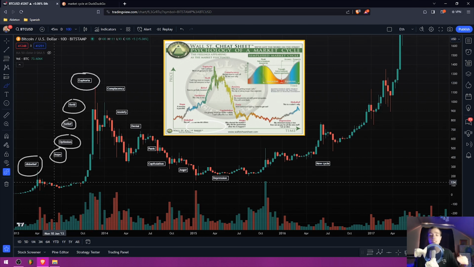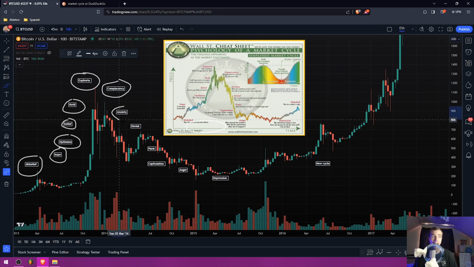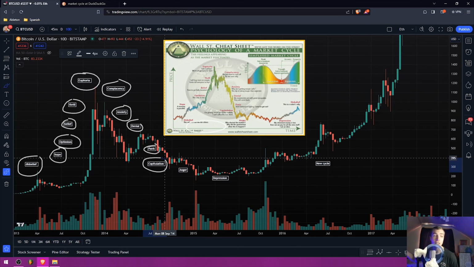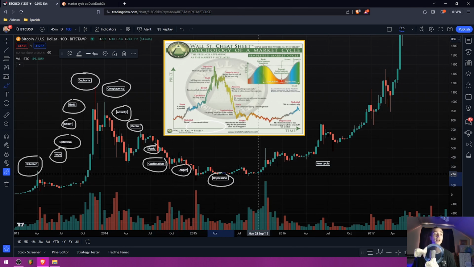So if you're seeing price just go boom like crazy, in these big time frames, if you see this huge increase in value, it's likely that the market cycle is in euphoria. But we'll talk a little bit about how to identify each phase as it's happening. So complacency is next. Then you get anxiety, denial, panic, capitulation, which is just a fancy word for people just getting out. They've experienced losses and they're just like, you know what? I'm just going to get out of the market. So they capitulate, then you get anger, then you get depression here at the very bottom.